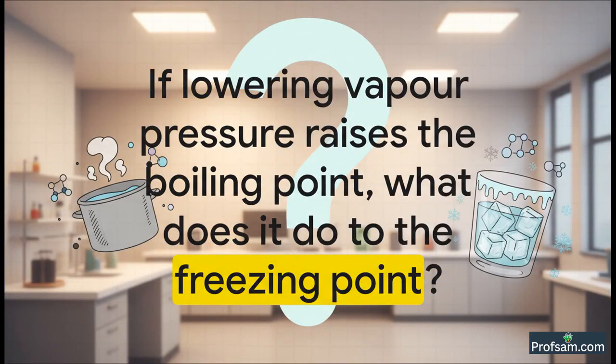And to leave you with a final thought, we have seen that lowering the vapor pressure makes it harder for a liquid to boil. So, what effect do you think this same principle has on making a liquid freeze? We will explore that question in our next explainer on colligative properties.